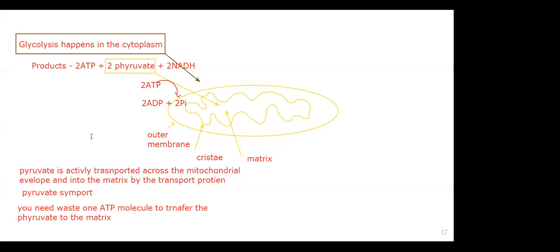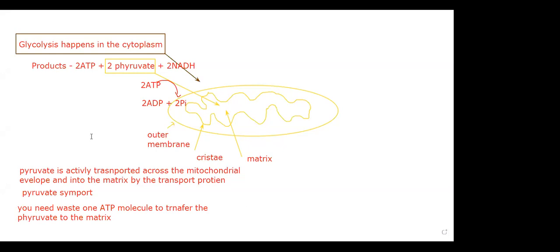Is it clear? So it is being conducted by a transfer protein called pyruvate symporter. And in order to send 1 pyruvate from the cytoplasm towards the matrix, you have to waste 1 ATP. Since 2 pyruvates are produced, you have to waste how many ATPs? 2.